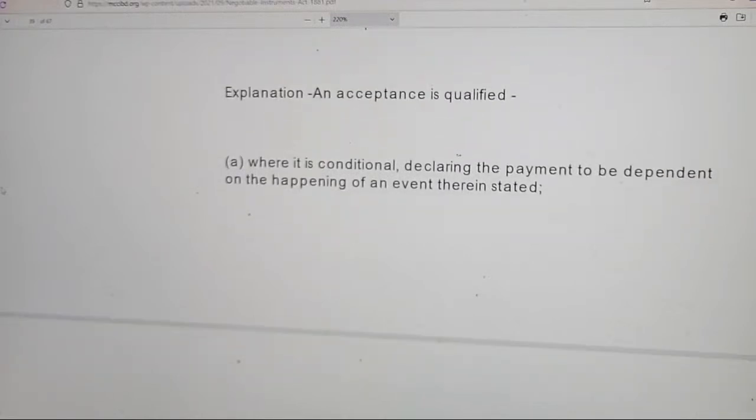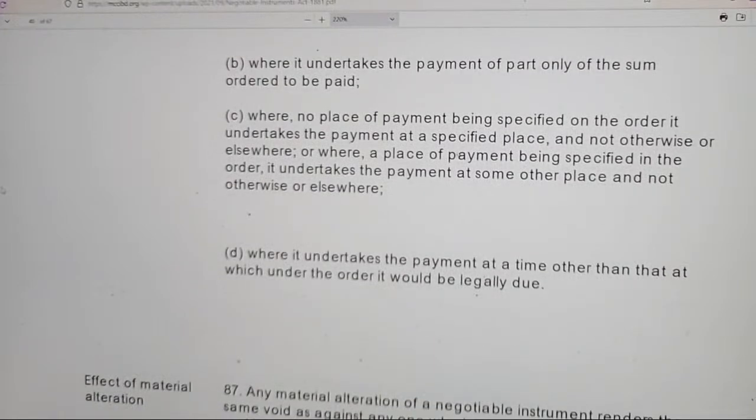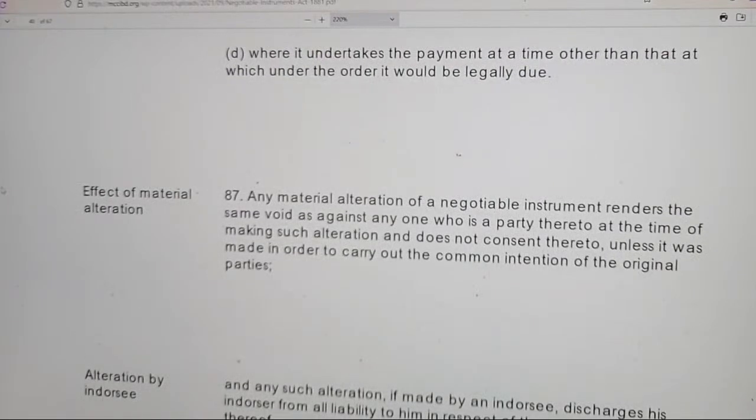Explanation: an acceptance is qualified A. Where it is conditional, declaring the payment to be dependent on the happening of an event therein stated. B. Where it undertakes the payment of part only of the sum ordered to be paid. C. Where, no place of payment being specified in the order, it undertakes the payment at a specified place and not otherwise or elsewhere, or where, a place of payment being specified in the order, it undertakes the payment at some other place and not otherwise or elsewhere. D. Where it undertakes the payment at a time other than that at which under the order it would be legally due.